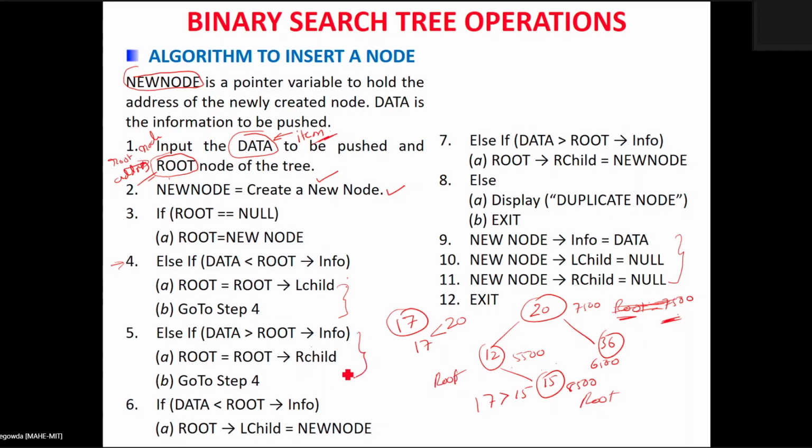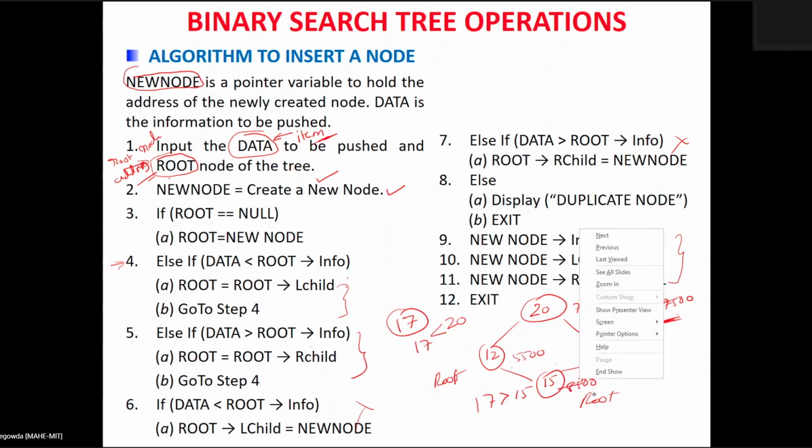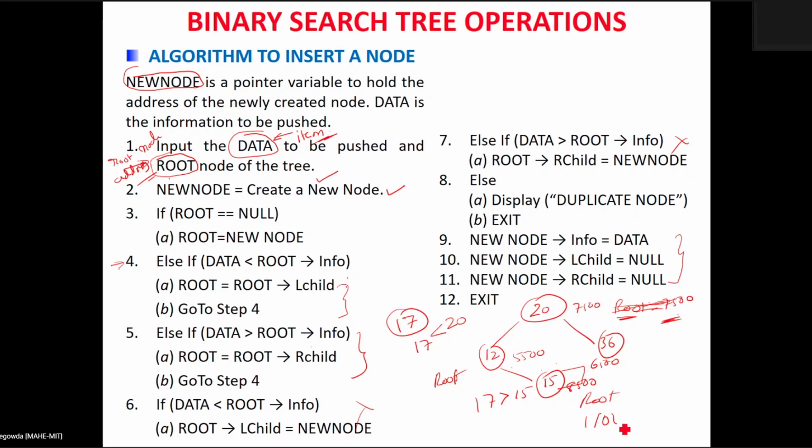Here this will not be executed. You are coming here if data is less than root points to info. The data is 17 and root points to info is 15, so this will not be executed. You are coming over here: data is greater than root points to info. That means the new node is supposed to be the right child of 15. So root points to R child, the link field of this, we are going to point into the right field. Suppose the new node address is, for example, 1100, and it is created somewhere here. This is supposed to be the right child of 15. Now we are going to modify the link field here.